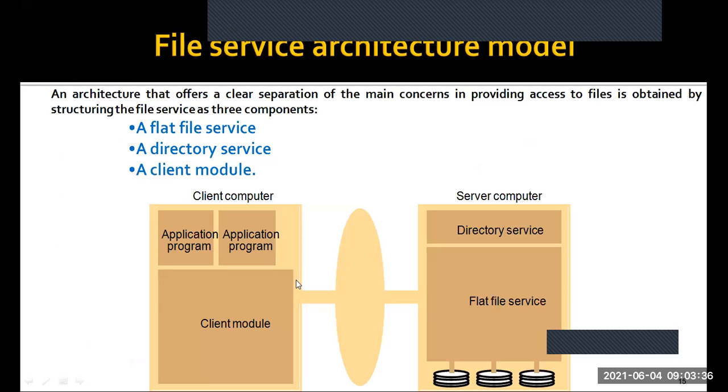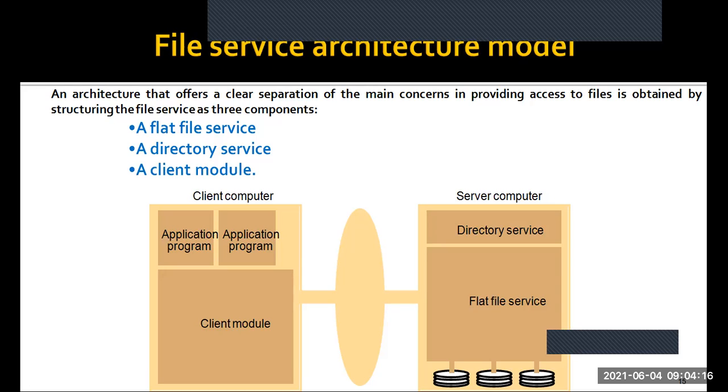And coming to the file service architecture model, the architecture offers a separation of the main concerns in providing access to files, obtained by structuring the file service as three components. So this file service architecture model has been divided into three components in order to address the main concerns of how files are provided access to external clients. How clients perform operations and how they request operations is separated, and how it is distributed among three modules in the file service architecture model is what we'll see.